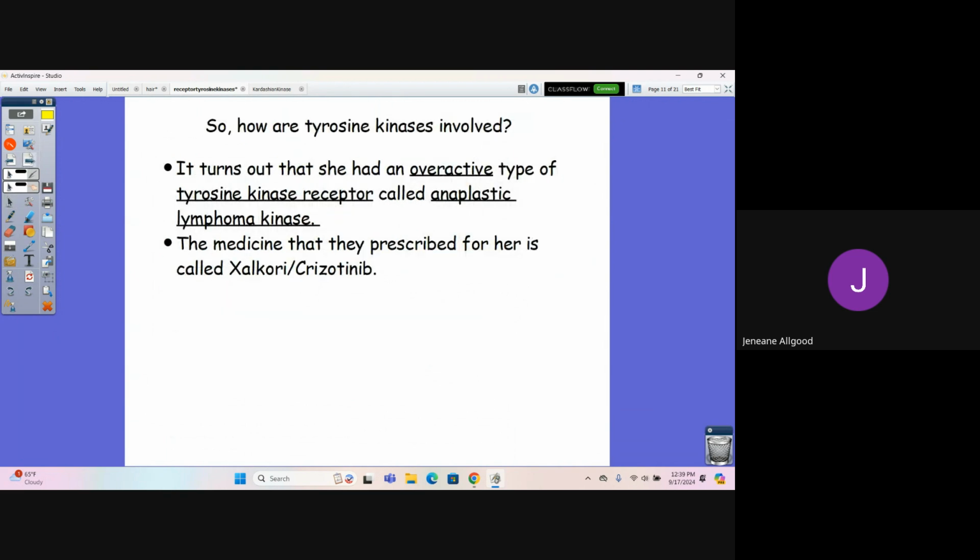So how are tyrosine kinases involved? What's the connection? So it turns out that she had an overactive type of tyrosine kinase receptor called anaplastic lymphoma kinase. You don't have to know that for your test. The medicine that they prescribed for her was called Xalkori or crizotinib.